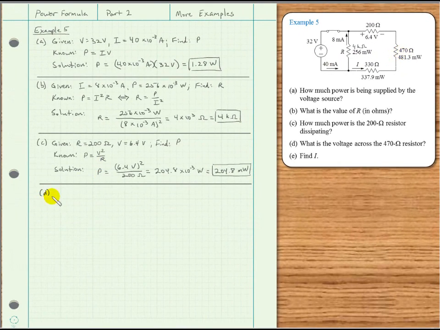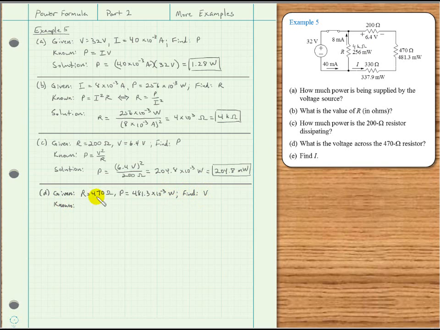We've been given some information here. Let's write that down. First of all, we're given the resistance is 470 ohms. R is 470 ohms. And also the power being dissipated by that resistor is 481.3 milliwatts. That's times 10 to the minus 3 watts. Now we're asked to find, as we said, the voltage across that component.